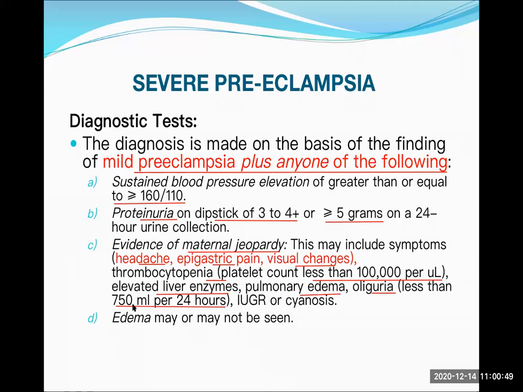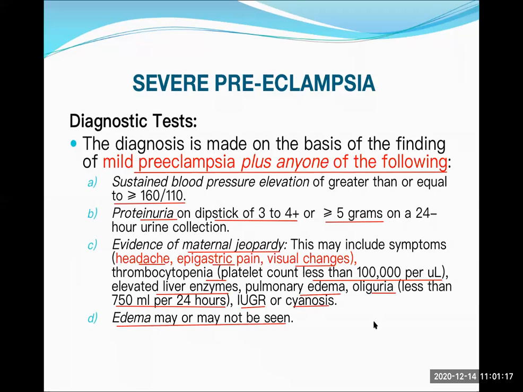Okay, different books mention this definition differently, but do not worry about that. It is lesser urine formation than the normal. IUGR in the baby or even cyanotic baby. So these are the different problem in the mother as well as baby, especially in the mother. And edema may or may not be seen. Usually edema occurs, usually. Okay, so these are some of the important points.